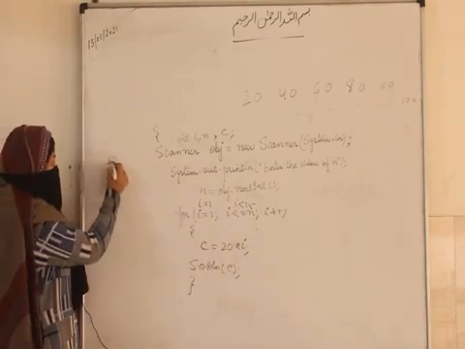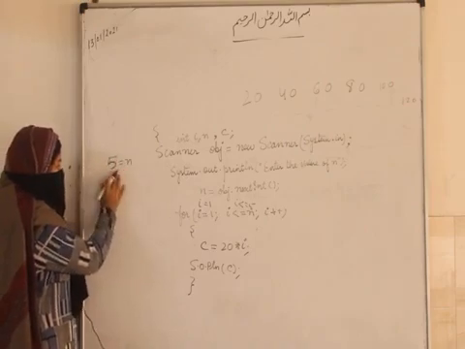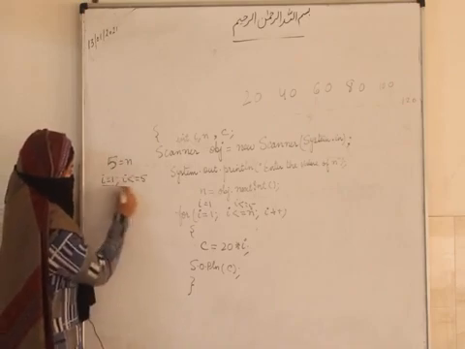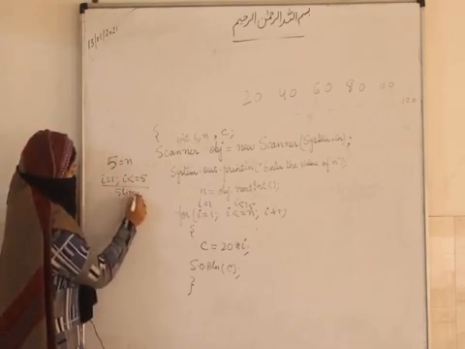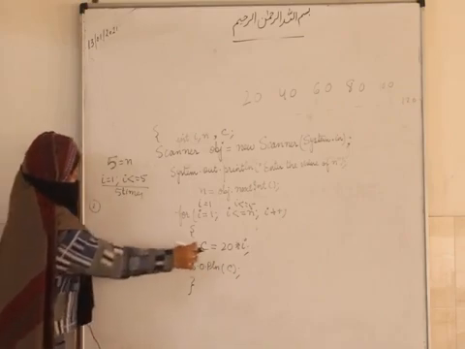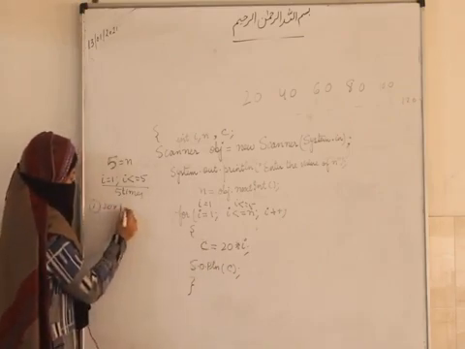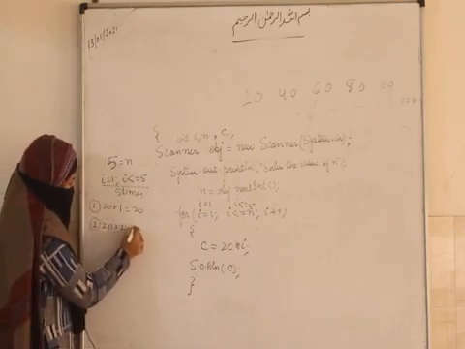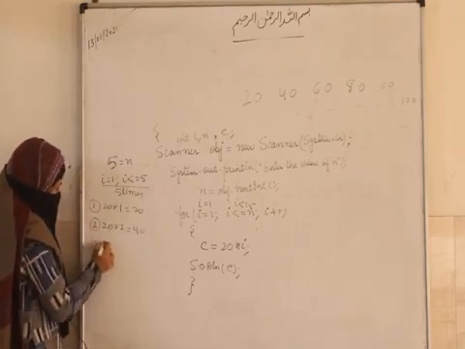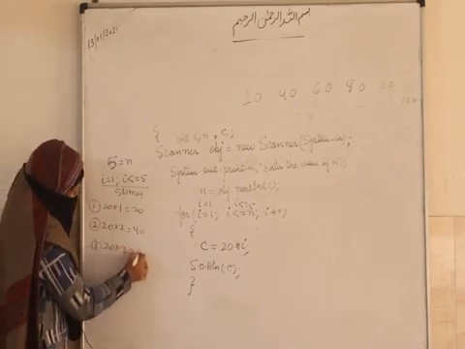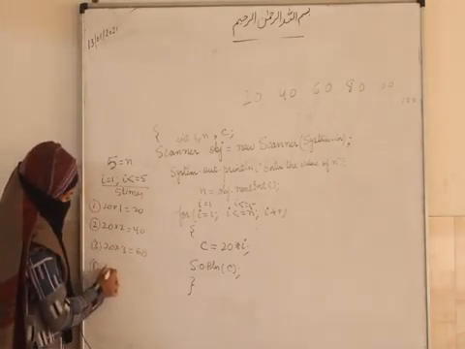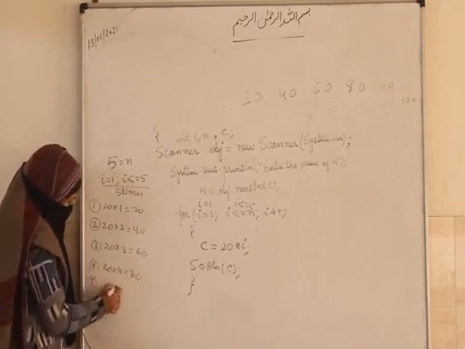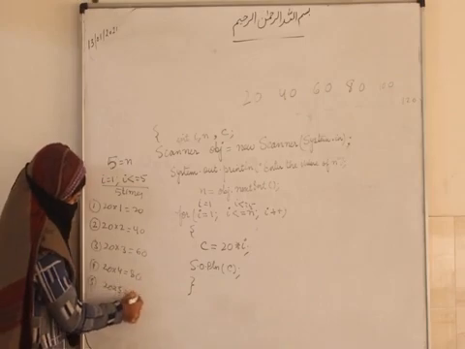So suppose the value of n given by the user is 5. So the loop will go from I equal to 1 till I is less than or equal to 5, which means the loop will go 5 times. For the first iteration, 20 into 1 will be printed, that is 20. For the second iteration, 20 into 2, that is 40, will be printed. For the third iteration, 20 into 3, that is 60. For the fourth iteration, 20 into 4, that is 80. And for the fifth iteration, 20 into 5, that is 100, will be printed.